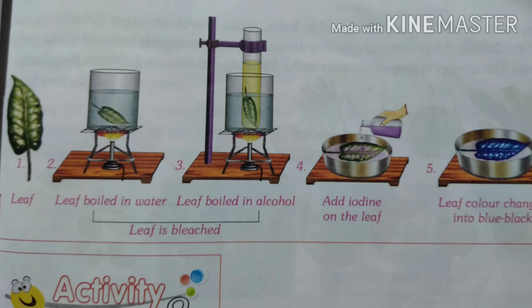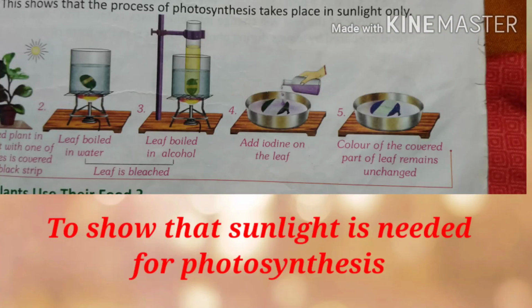After that wash the leaf and put a few drops of iodine on it. You see, the color of the green part of the leaf will change into blue black, while the non-green part will remain the same. It means there is no change. Now the other activity is to show that sunlight is needed for photosynthesis. Okay, so let's see.